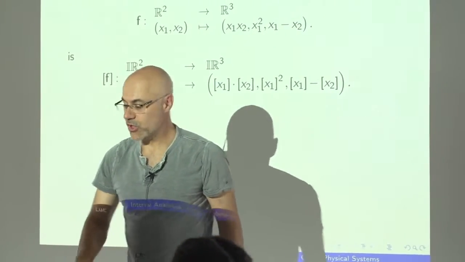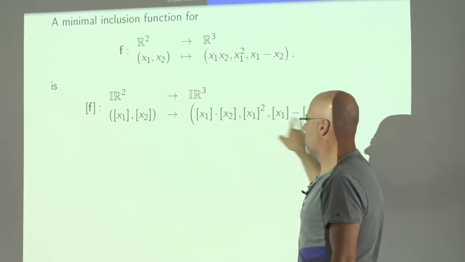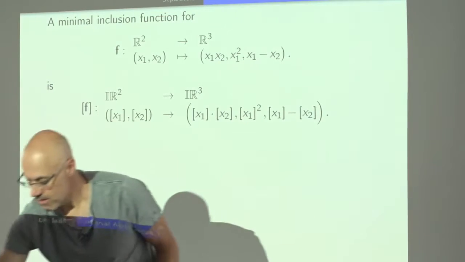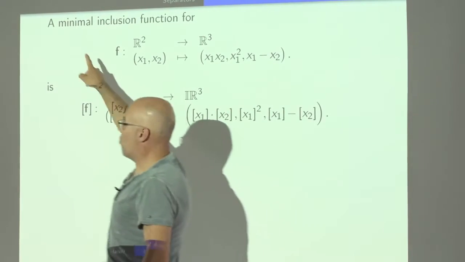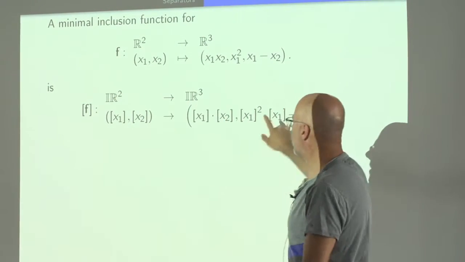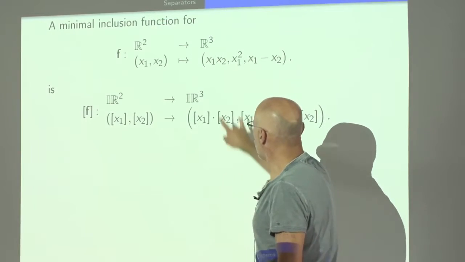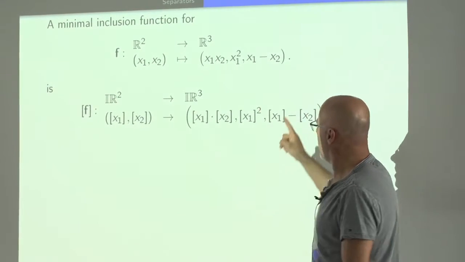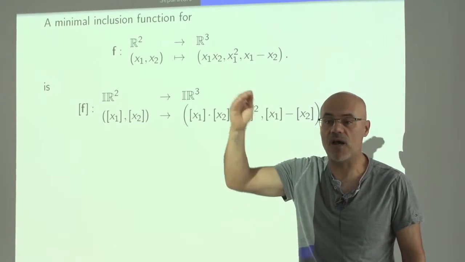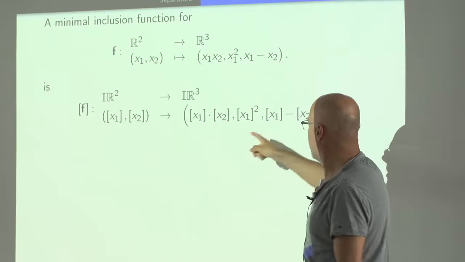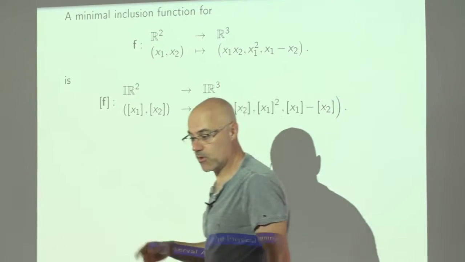Okay, so now just another example, a function from R2 to R3, like this. I do this, and I will obtain here the minimal inclusion function. Minimal, why? Because you have a theorem from Moore that tells you that if for each coordinate function, 1, 2, 3, the number of occurrences of x1 or x2 is never strictly larger than 1, then I will have the minimal inclusion function. So here it is minimal.